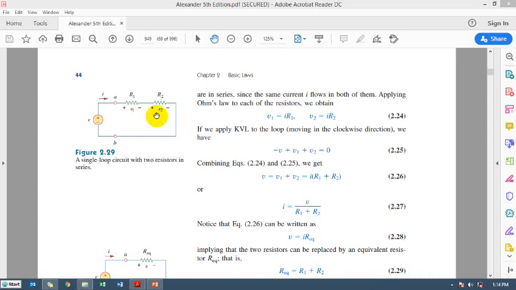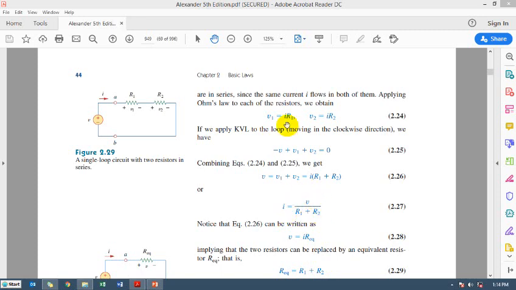So V is distributed between R1 and R2 according to their values, V1 plus V2. The higher the resistance value, the higher the voltage it will share. If R1 is higher, then V1 will be higher. So V1 is equal to I R1 and V2 is equal to I R2. And we know what is I. I is the voltage divided by the total resistance, the equivalent resistance, that is R1 plus R2. V divided by this equivalent resistance gives you the I, that is Ohm's law.